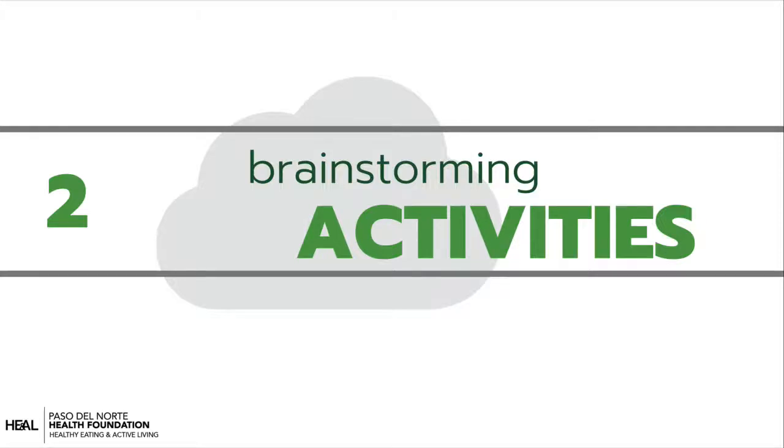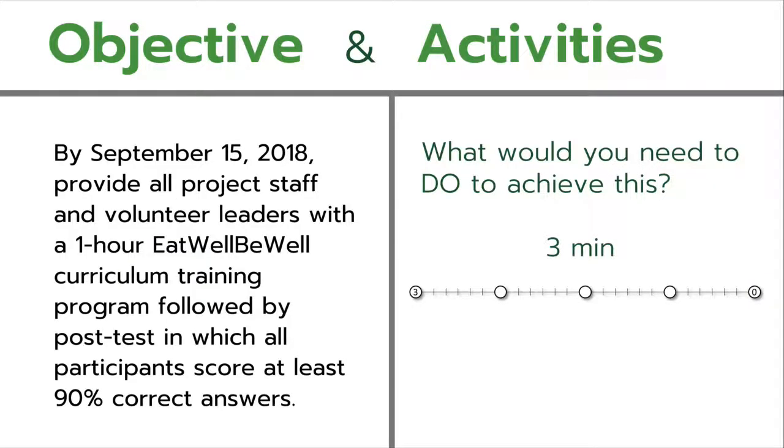Once we have our objective, you can see it here on the left: by September 15th, 2018, we want to provide all project staff and volunteer leaders with a 1-hour Eat Well, Be Well curriculum training, followed by a post-test in which all participants score at least 90% correct answers. So that's our objective here. So what we want to do now is give you some time to brainstorm.